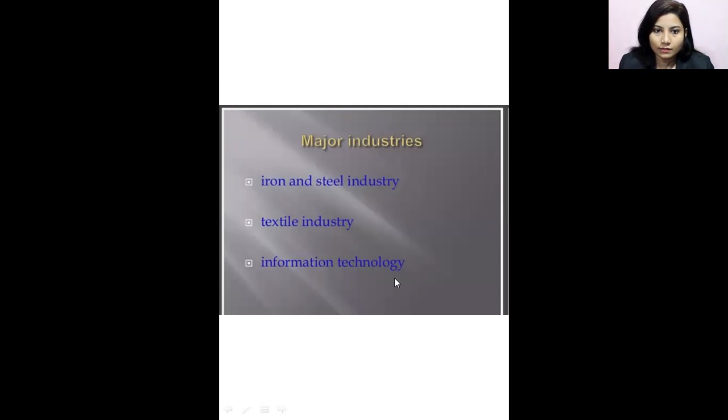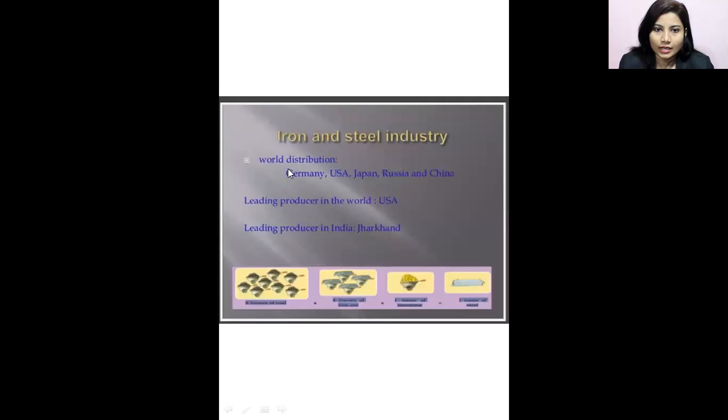In this, first of all, let us understand the iron and steel industry. As it is world distribution, if we see, Germany, USA, Japan, Russia, and China are the leading ones here. The leading producer in the world is USA, and in India, Jharkhand for the iron and steel industry.